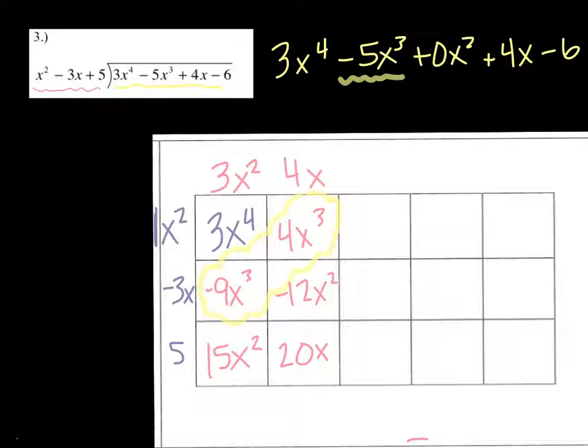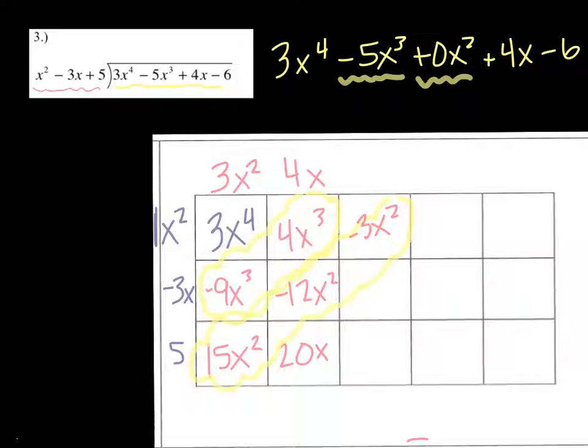So then we move to our next diagonal, which is the x squareds. So right now we have 15 and negative 12. So we have 3x squareds and we want to get to 0. So if we have positive 3, that means we need negative 3 to get to 0. And then you start the process all over again.